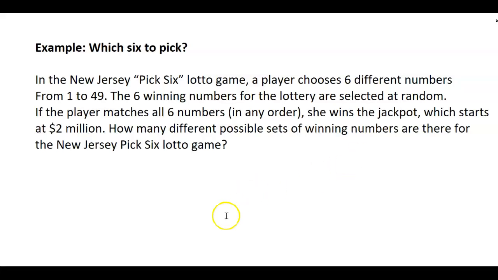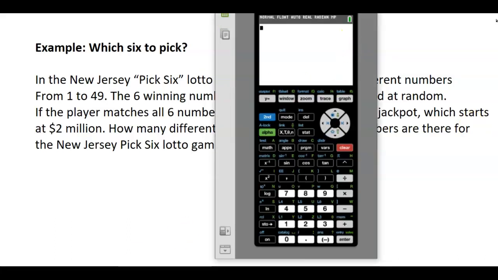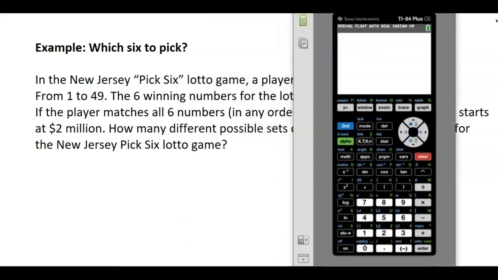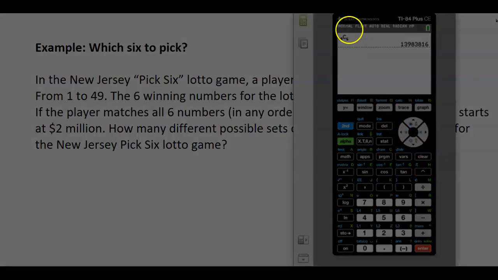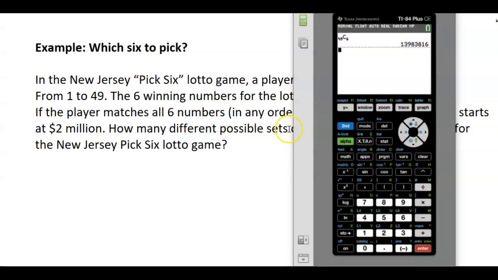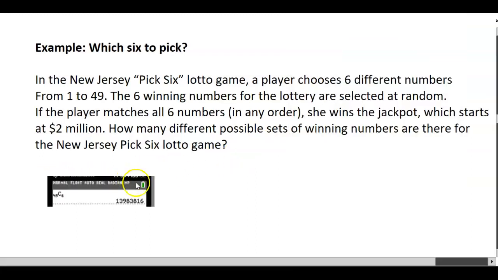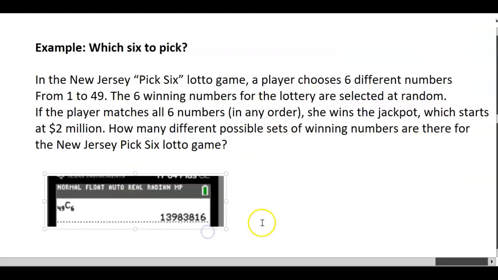So this is a combination question. And so I am simply going to go to Math, over to Probability. Number 3, we have 49 numbers to choose from. And we want to get how many ways we can get 6 numbers out of that. And that is our answer. So I'll grab that and put it down there. So there's a lot of different ways to get 6 numbers out of 49.